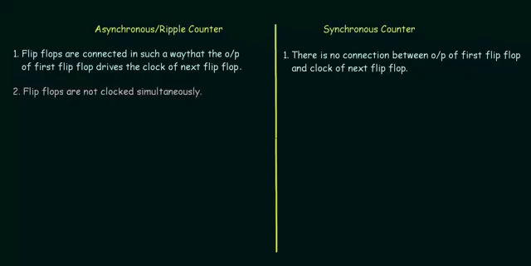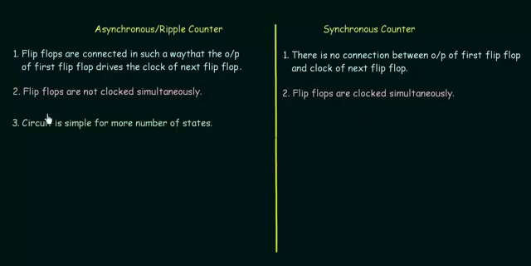Let's move to the second point. It says flip-flops are not clocked simultaneously. It is again the same thing that I have explained. In synchronous counter, the flip-flops receive the clock simultaneously. Now we will see the third point. Circuit is simple for more number of states. This is an important point, and actually I cannot explain this right now, because once you design the asynchronous counter and the synchronous counter, you will come to know that definitely the circuit is simple for more number of states in asynchronous counter as you compare with the circuit in case of synchronous counter. It becomes complicated as the number of states increases.